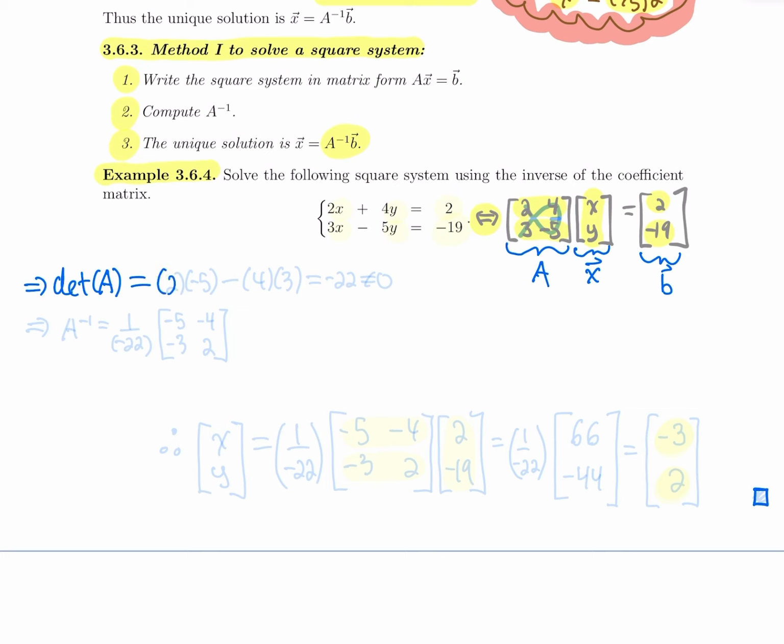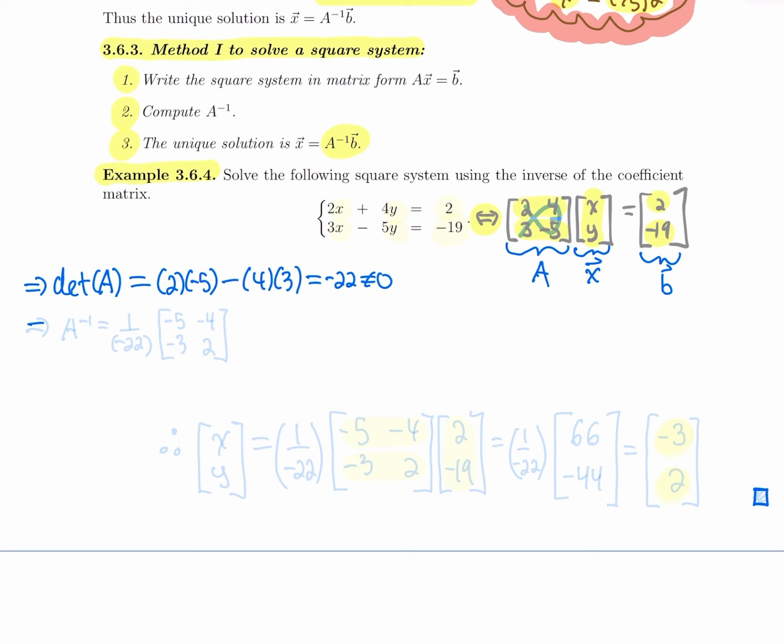So you get 2 times minus 5, following my fish, always from the top left corner. So 2 times minus 5, then through them out, minus 4 times 3. If you do the computation, you get minus 10 minus 12, which is minus 22. This is not 0. There is an inverse.